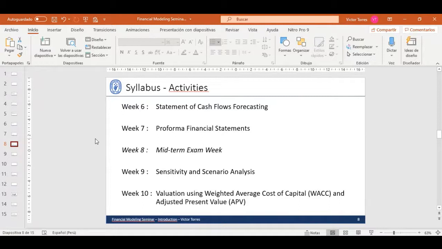We're not going to have week 8 because that's the midterm exam, right? With all the other courses, we do not have a midterm. On week 9, we come back and discuss sensitivity and scenario analysis, right? You probably are very familiar with the typical base case, optimistic case, or worst case scenario. That's the typical idea that you will see.